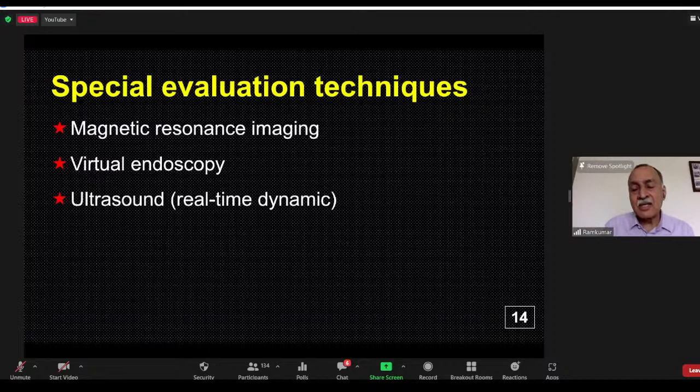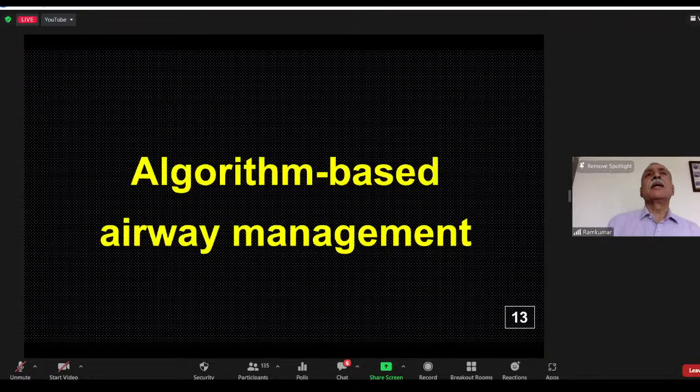You can also look at various other structures that are important, like the cricothyroid membrane. Mark it if you require, if you think that you might need an emergency cricothyrotomy. So all these new techniques of radiological imaging and ultrasound have strengthened our ability to assess the airway. Now, armed with this fairly detailed examination of the airway, we now have a rough idea as to what kind of an airway we are going to be dealing with.